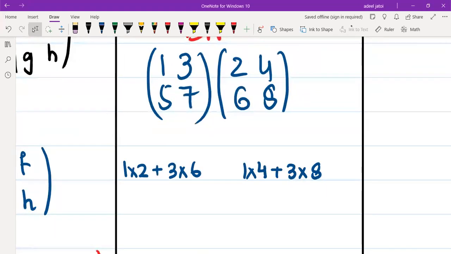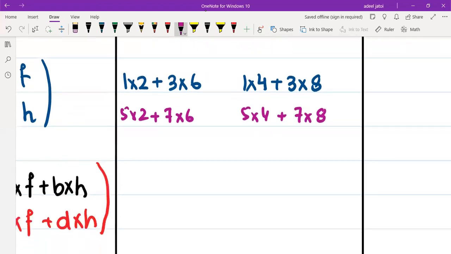So what we did was we multiplied our first row into the first column and second column. What we are left with is the second row multiplied by the first and the second. So 5 will be multiplied by 2, 7 will be multiplied by 6, then 5 should be multiplied by 4, and 7 should be multiplied by 8. So writing this down, it should be 5 into 2 plus 7 into 6, 5 into 4 plus 7 into 8.